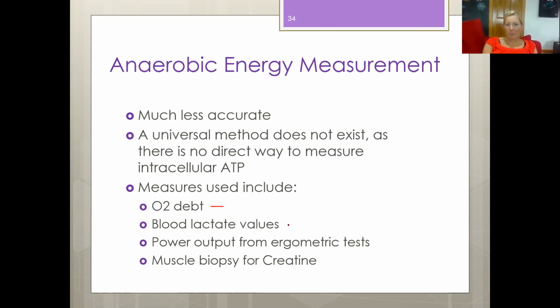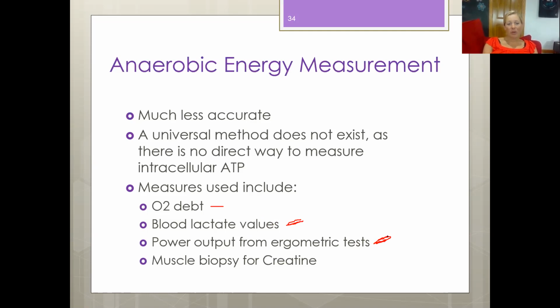I could also look at blood lactate values, which allows me to understand from an anaerobic standpoint what's the contribution of that anaerobic glycolytic system. I could also use power output, so I could use wattage from my ergometric test. Again, I can use watts on a cycling test, for example, in order for me to standardize and understand what's the anaerobic contribution that way.